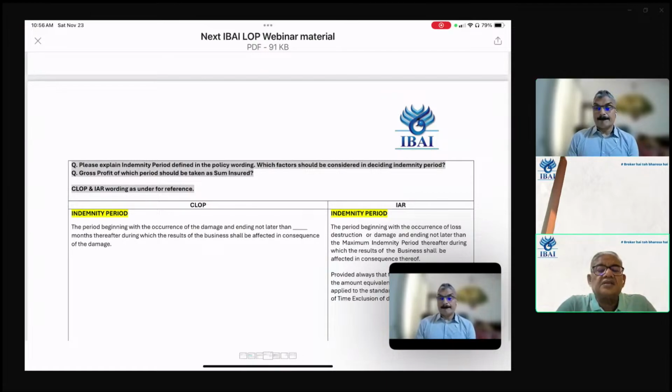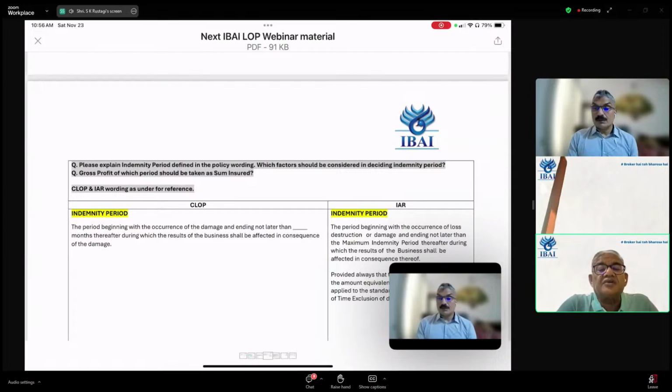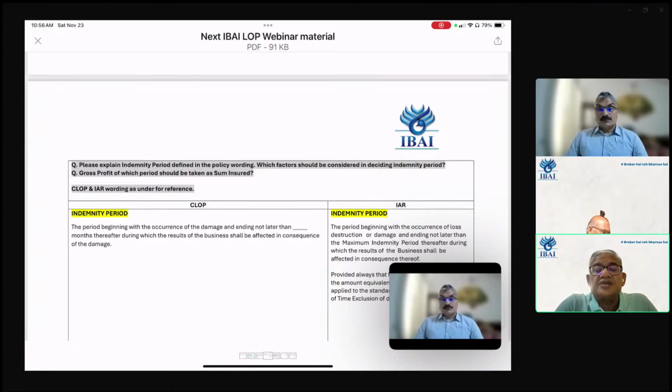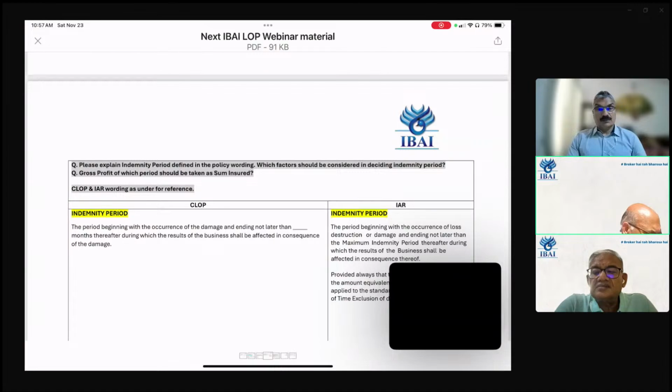Because here the wording says results of the business. So it is not merely production. I fully agree with you. Results of the business is much wider than production and other activities. Precisely, that is the point I'm trying to drive. The policy doesn't talk about production, reinstatement, or restoration. None of these words are used in the indemnity period. But many people impute these meanings into the indemnity period, which is wrong.